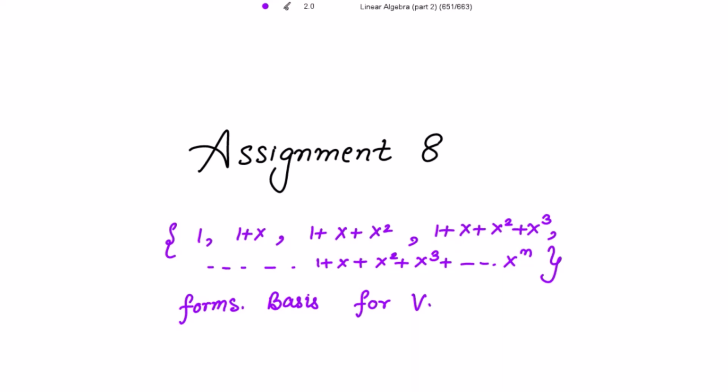In this assignment 8, we are having the polynomials 1, 1 plus x, 1 plus x plus x square, 1 plus x square plus x cube, and so on up to x to the power n, with degree less than or equal to n, and this forms the basis for V. This we need to prove. In the previous assignment, we already proved that 1, 1 plus x, 1 plus x square form the basis for V. But here the power is extending to n. So we are going to prove this result now.